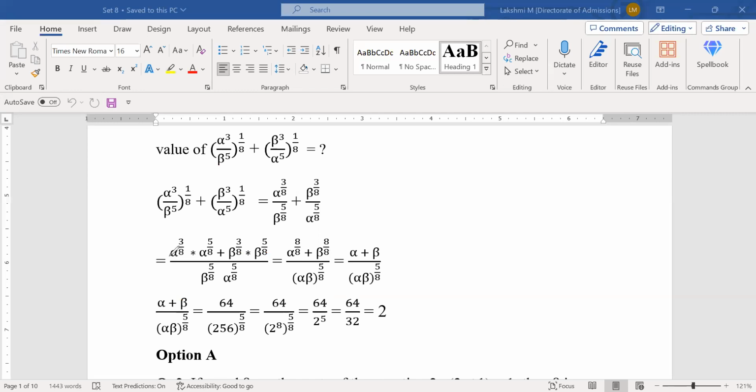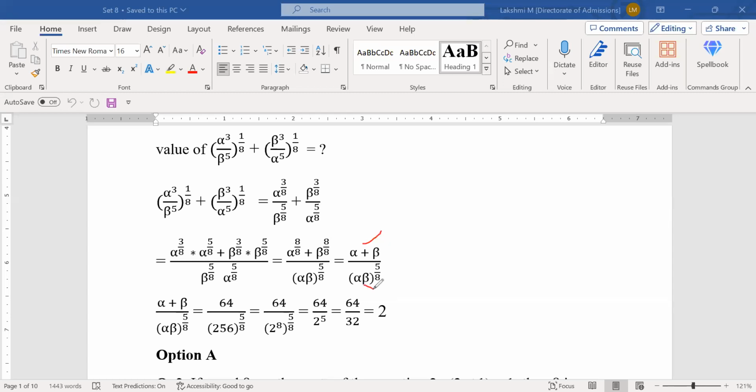So here, when expanding, it will be alpha raised to 3 by 8 into alpha raised to 5 by 8 plus beta raised to 3 by 8 into beta raised to 5 by 8. So this will be cancelled and it will be something like alpha raised to 8 by 8, x raised to m, x raised to n. So alpha raised to 8 by 8 and beta raised to 8 by 8, divided by beta raised to 5 by 8 and alpha raised to 5 by 8. So alpha beta whole raised to 5 by 8. So you got everything in terms of alpha plus beta and alpha beta.